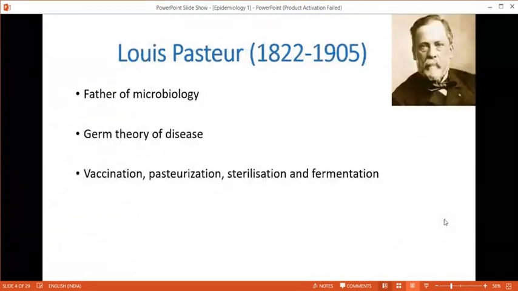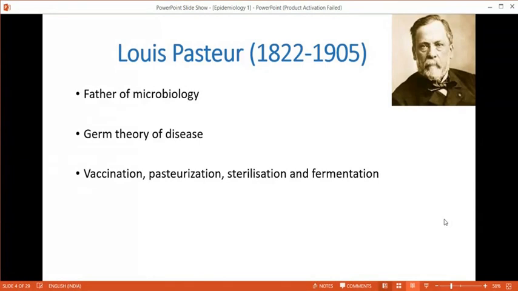And then Louis Pasteur, he is the father of microbiology, the germ theory of disease. And he said that it is not random that anyone gets a disease. It is because of organisms. The organisms grow in the human body, and that develops and causes the disease. So it's the germ that causes the disease.